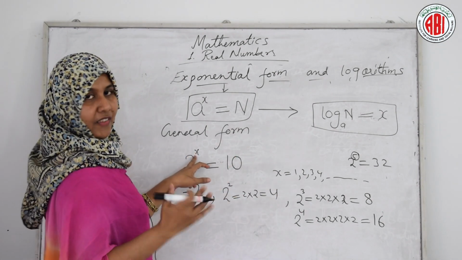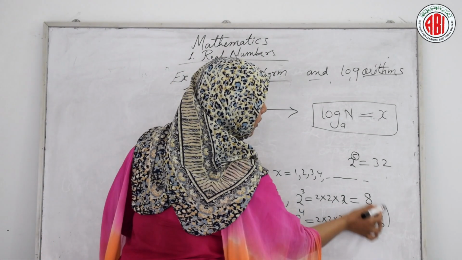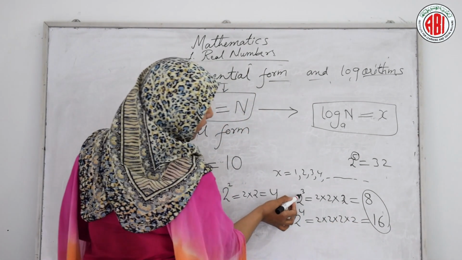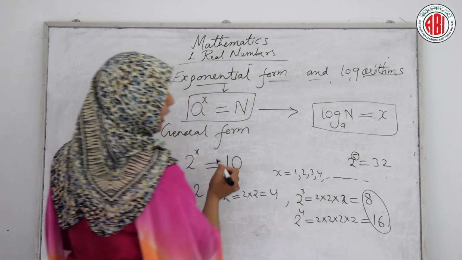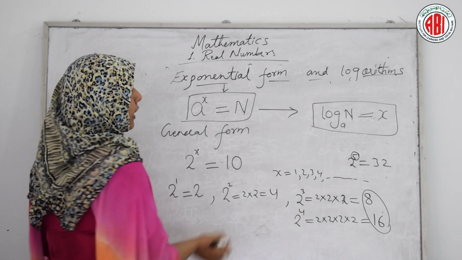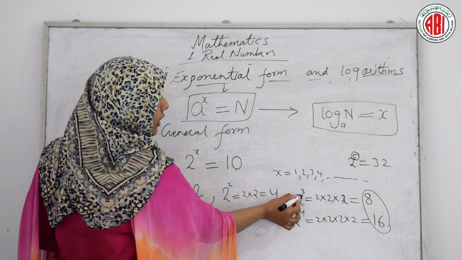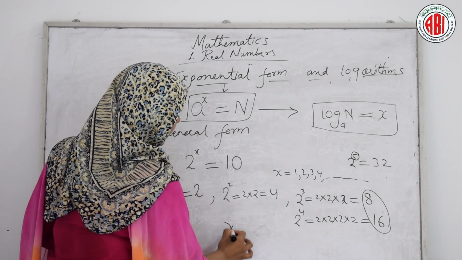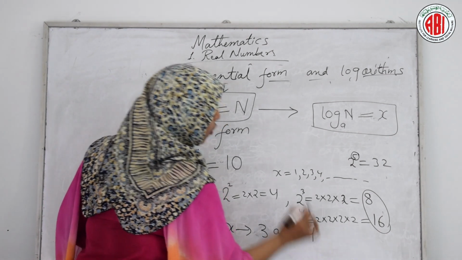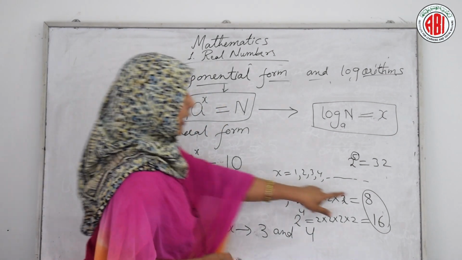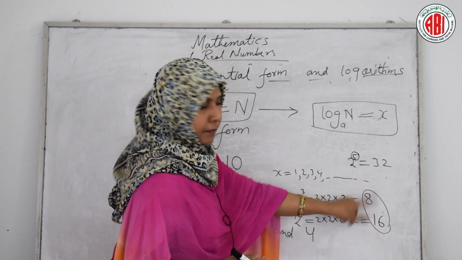So what will be the value of x here to get 10? Can you guess? 8 and 16. If I use 3, I got 8. I used 4, I got 16. I am not getting 10. So what can we do here? That means we will get the value of 10 if the value of x lies between 3 and 4. The value of x should lie between 3 and 4. Why? Because 10 lies between 8 and 16.